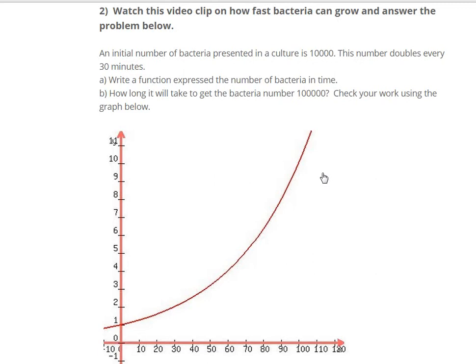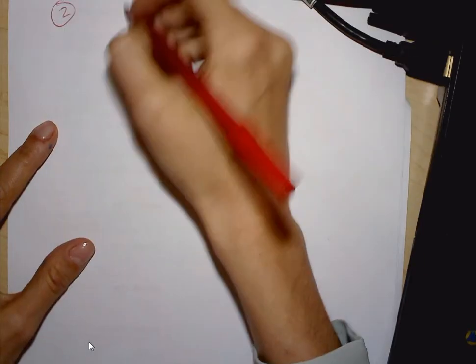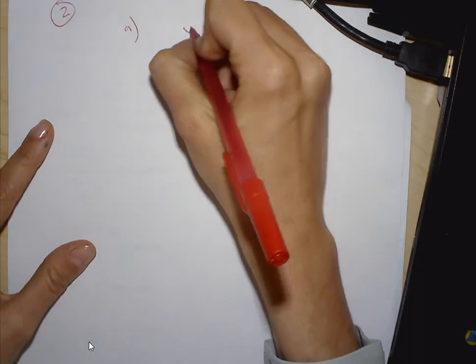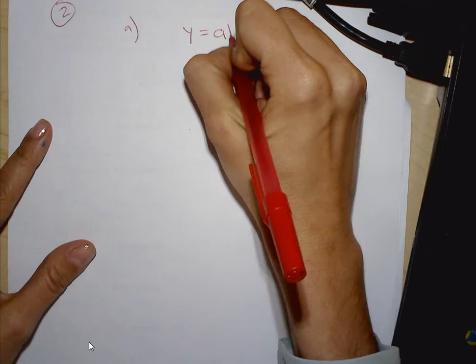Okay, so because I'm doubling every 30 minutes, doubling means times 2. So times 2, times 2, times 2, times 2. So that means I'm going to be growing exponentially. And I can see that by my graph here. So if I know I'm growing exponentially, then I know my form of the equation is going to be y is equal to a times b to the x.